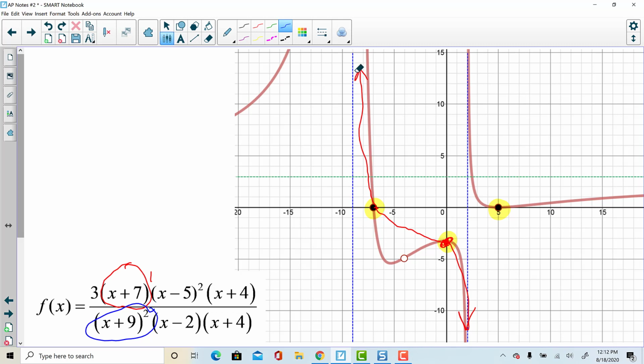So you'll notice that it went up on the right, so ours is going to have to go up on the left. If that was an odd power, then one would go up and then the other one would go down, but that's not what we have.